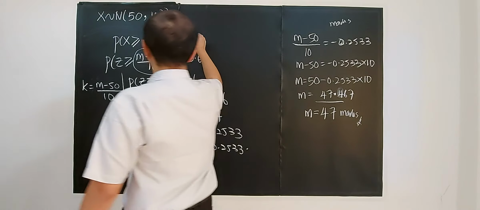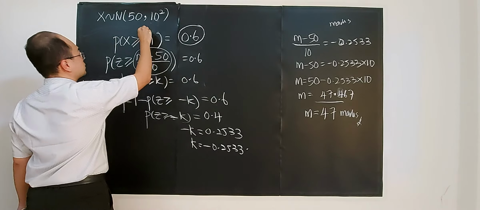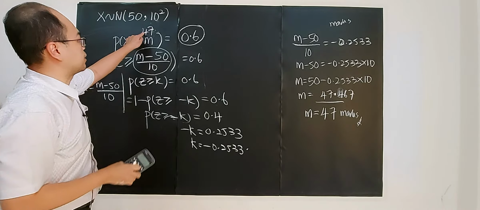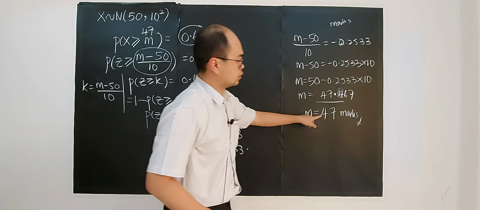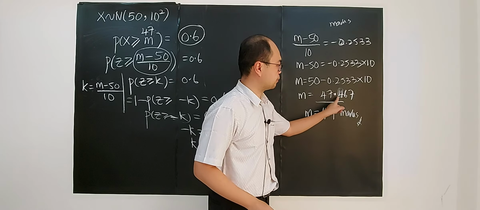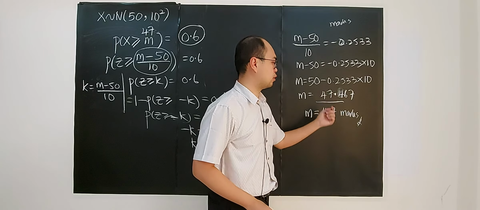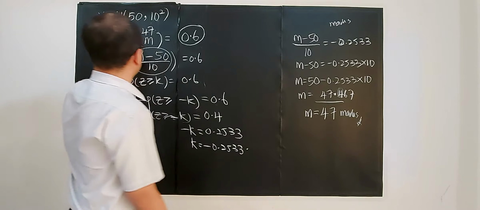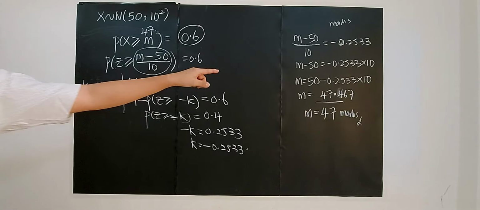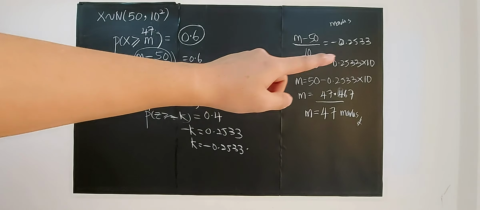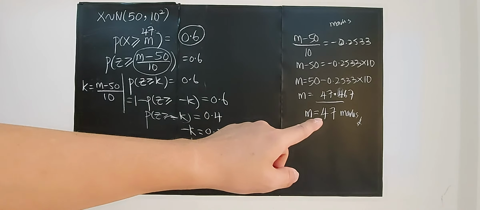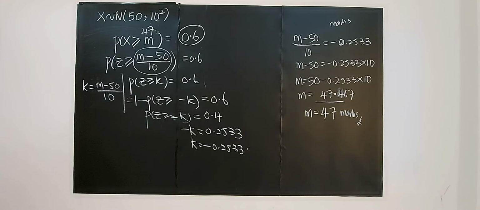It means that 60% of the students have marks greater than 47. Okay, this is the estimate value, alright? It's actually 47.467. I just round off, okay, 47 marks. So the passing mark is actually 47.467. I round off to the nearest integer from the question, so I'm getting 47 marks.